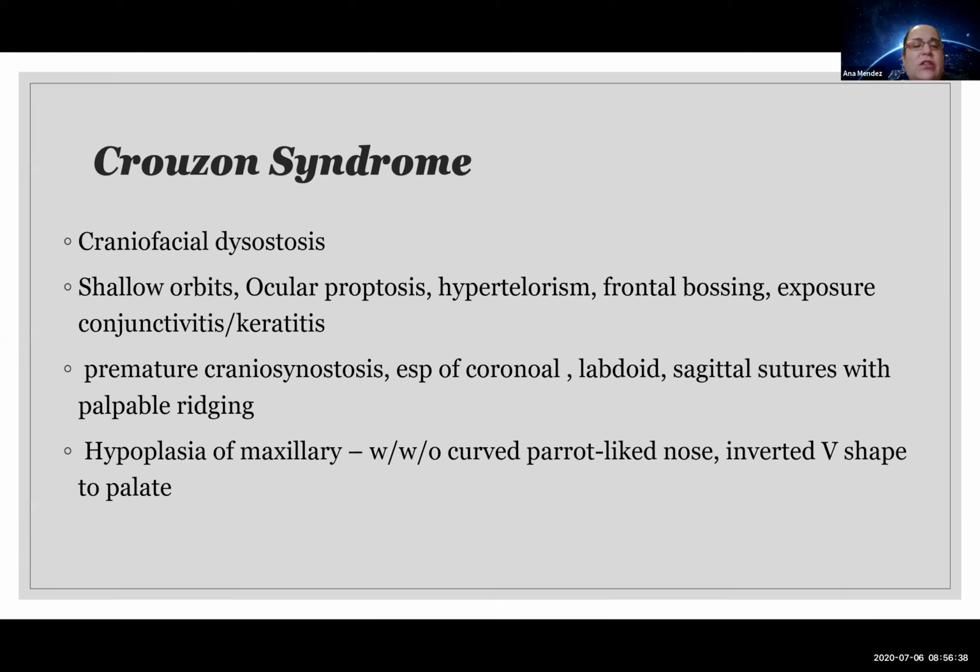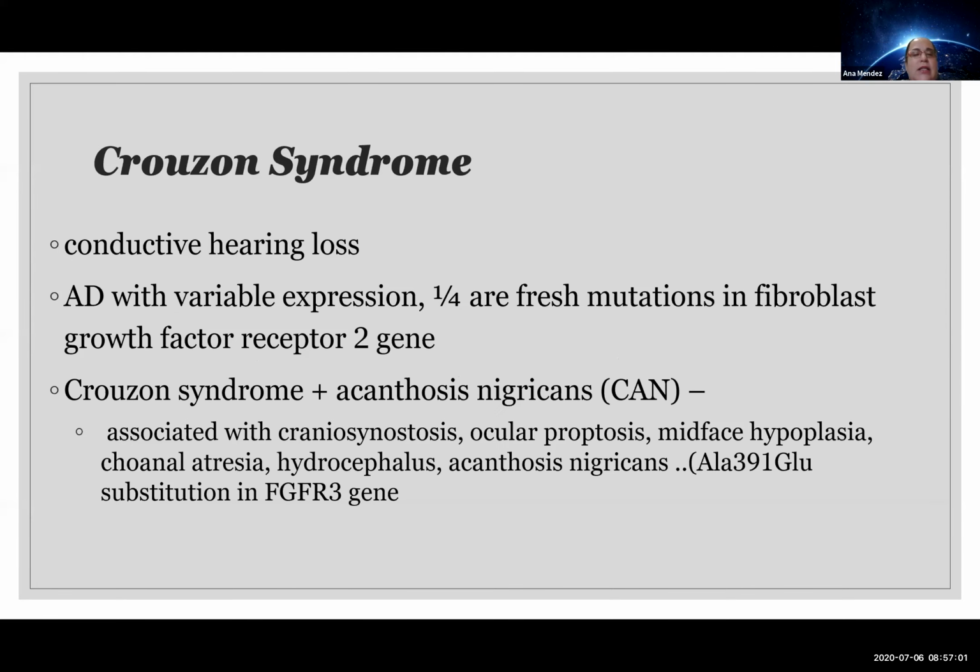Again, craniofacial dysostosis: shallow orbits, ocular proptosis, hypertelorism, frontal bossing, exposure of the conjunctiva and keratitis, premature craniosynostosis, especially of coronal, lambdoid, sagittal sutures with palpable ridging. They have hypoplasia of the maxilla with or without curved parrot-like nose, inverted V-shaped palate. They have conductive hearing loss. It is an autosomal dominant with variable expression.